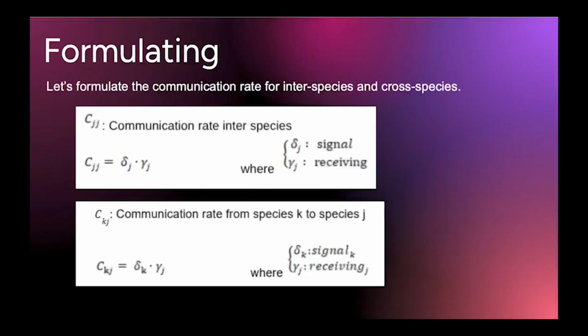We also have the communication rate for within-species and cross-species. With the communication rate, we thought about two parts, signaling and receiving. Within a species, the rate depends on how they signal and receive, like when an ostrich senses danger, it will make a noise. Another ostrich can pick up on that noise and know that there is danger nearby. For cross-species, the communication involves signaling from species k and receiving from species j.